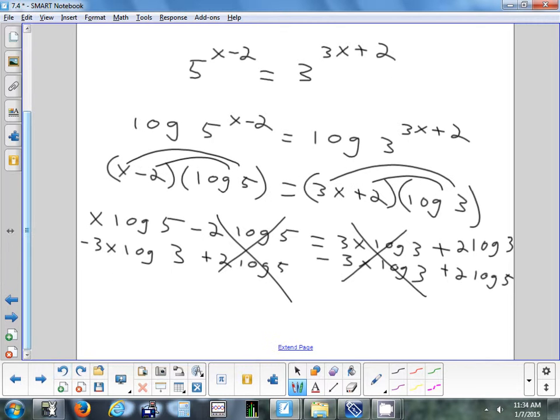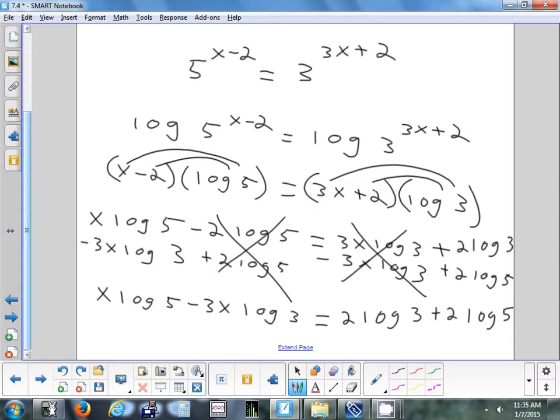Okay, now let's rewrite what we've got. You've got x log 5 minus 3x log 3. I'm just going to write it, I can't do anything with it. On the right, at this point, if I wanted, I could get a number. The whole right-hand side is just a number. But at this point, I don't care what it is. It's 2 times the log of 3 plus 2 log 5. Just add those up.